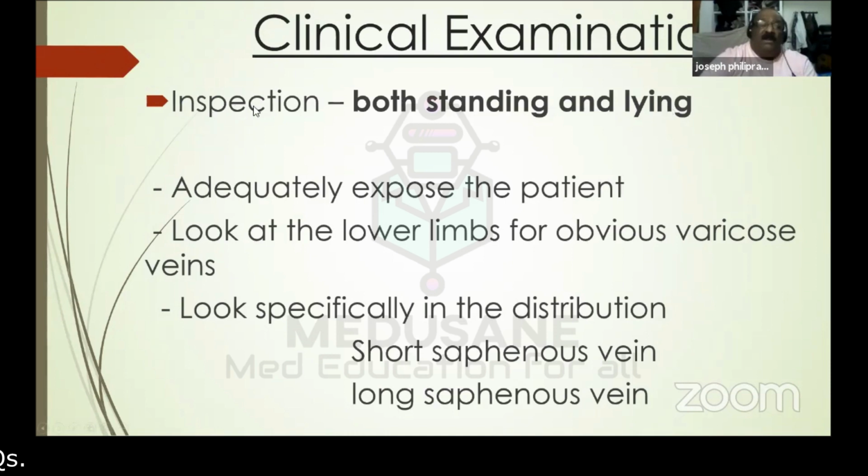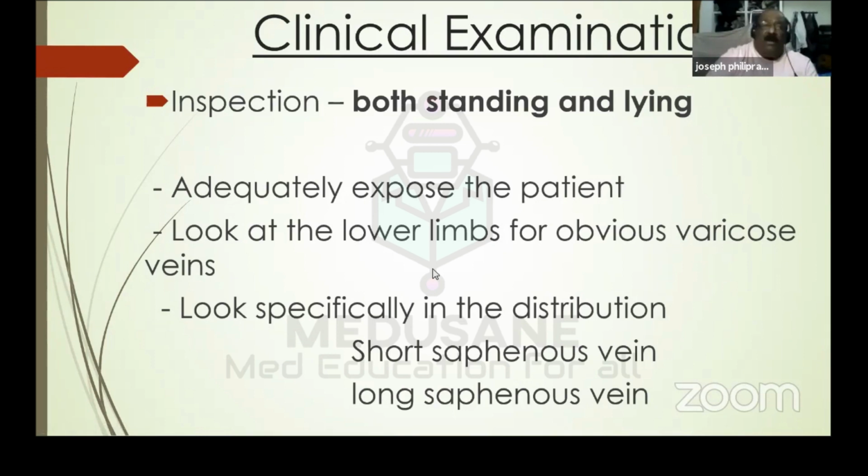So first thing, like all examination, inspection, palpation. Now inspection, you look at both standing, lying down. Expose the patient from the groin to the lower foot, lower leg. Now foot also should be seen. Now look at the obvious limb for which system is involved. Is it the short saphenous system or the long saphenous system? So you make out how the veins are distended both in standing as well as lying down, and to see if there are any skin changes or not, which system is involved.